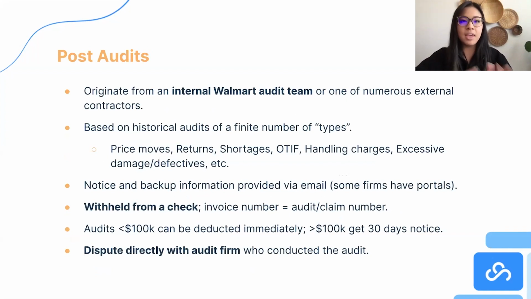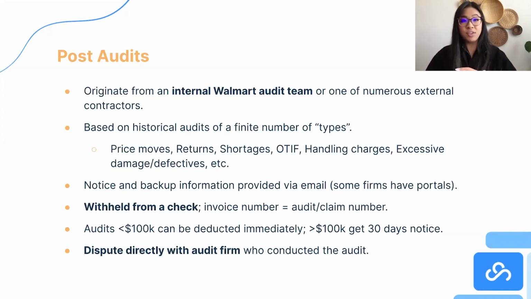So basically, they have the ability to go back up to 2 years and comb through any of your transactions, your invoices, your checks, even emails and correspondence with your buyer and replenishment team to try and get more money from you. And they are incentivized, especially the external contractors, to find as much money as they can. They actually get paid a percentage of what they're able to claim back for Walmart. So post audit's kind of scary because they have such a large window, that 2-year window.